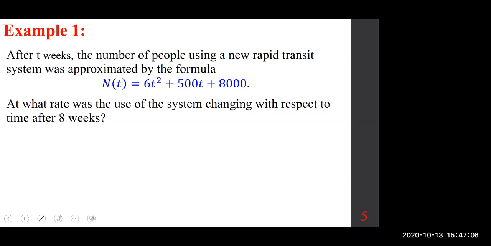After 2 weeks, the number of people using a new rapid transit system was approximated by the formula n of t equals 6t squared plus 500t plus 8,000. At what rate was the use of the system changing with respect to time after 8 weeks? Thank you so much, Ethan.